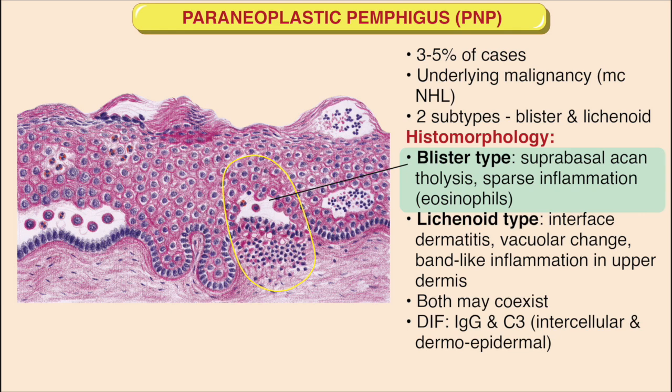In blister type, the histomorphology shows suprabasal acantholysis, sparse inflammation, mostly eosinophils. In lichenoid type, there are features of interface and lichenoid dermatitis, including vacuolar alteration, a dense band-like inflammatory infiltrate in the upper dermis. Sometimes both types can co-appear in the same lesion.